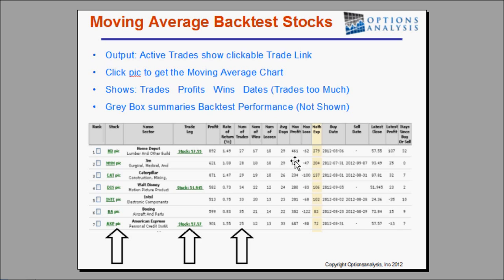It had a maximum profit of 461 and a max loss of minus 62 amongst those 27 trades, and it has a positive mathematical expectation. Home Depot is responding very well to trading using moving averages. But they don't all do.